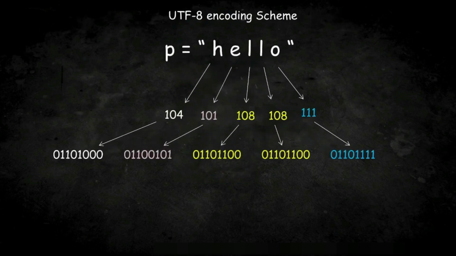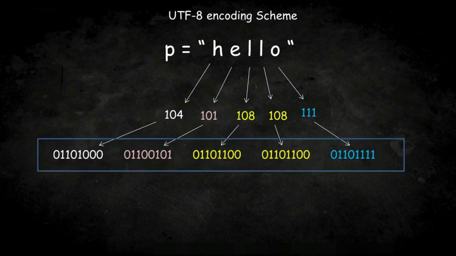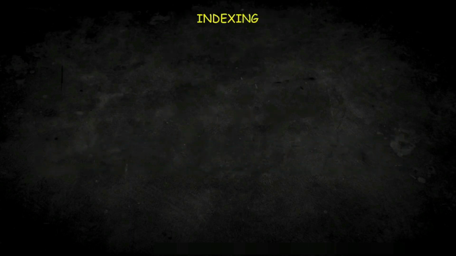For example, here we have a string value, p equals to "hello". In the UTF-8 encoding scheme, the Unicode of each character is converted into an 8-bit binary representation. And this whole stream of bits will be stored in memory. This is how a string is stored in memory.